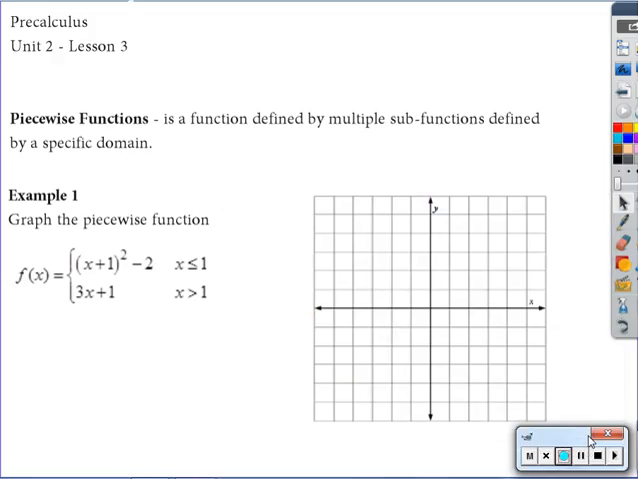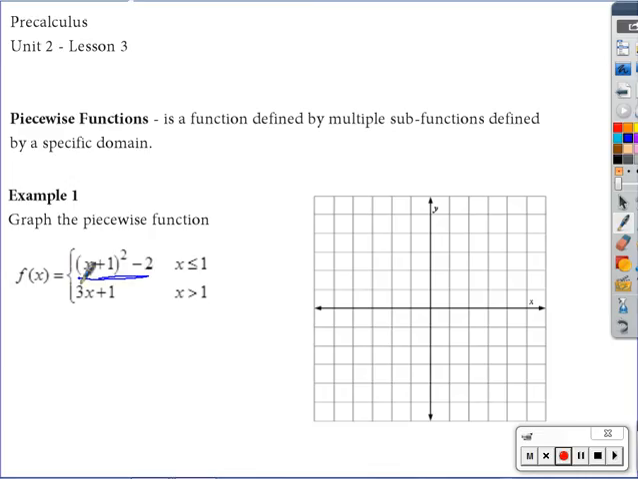Okay, piecewise functions. A piecewise function is a function defined by multiple subfunctions, each defined on a specific domain. We're going to take a look at how to graph them here. Basically, what you want to think of is that you're graphing a piece or a section of an equation. So here's the first equation we're graphing.